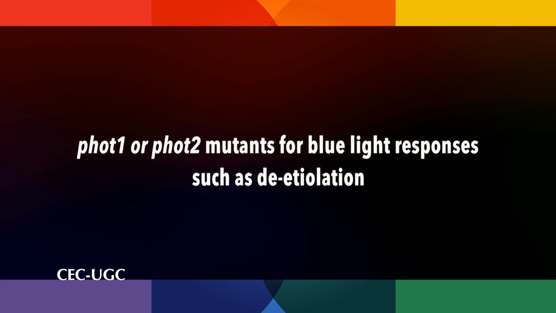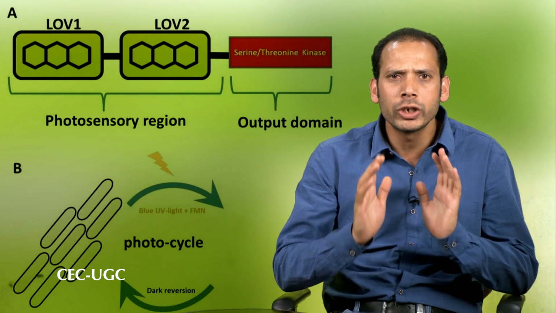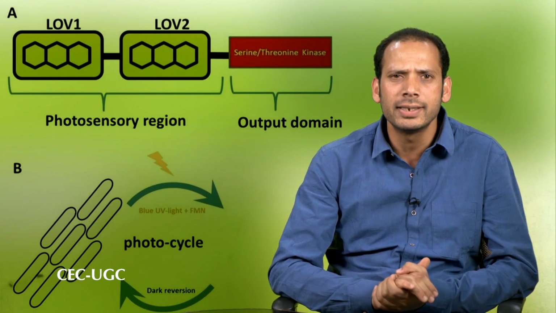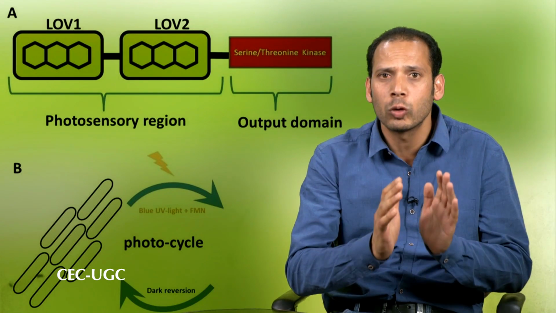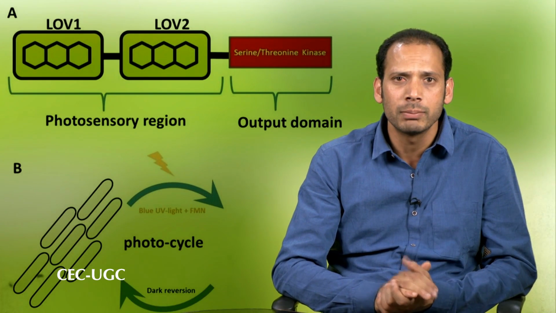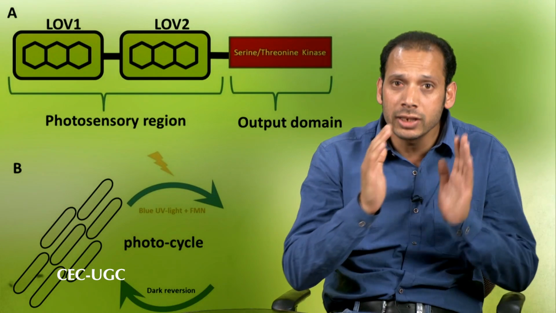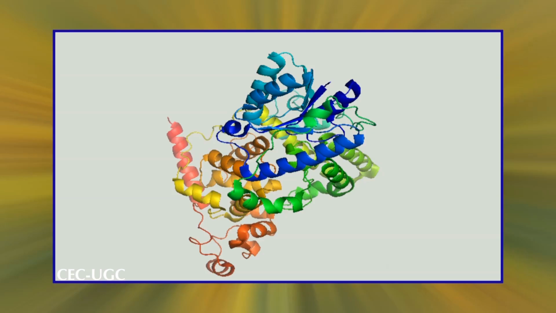After the investigation of phototropin 1 and phototropin 2 mutants for blue light responses such as de-etiolation, photoperiodic flowering and stomatal opening, the monogenic mutant showed little defect in these responses. The lack of function of phototropin in these photomorphogenic responses, that is de-etiolation and photoperiodism, is not astonishing, as these responses are under the control of different kinds of blue light receptors called cryptochromes.